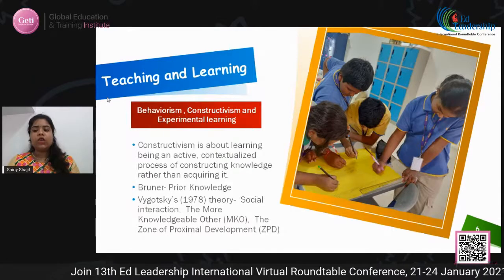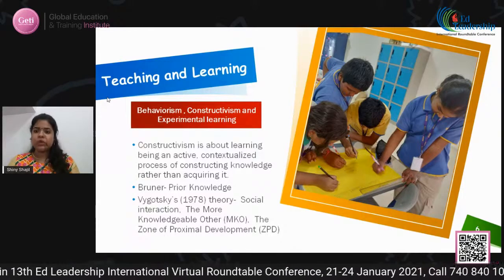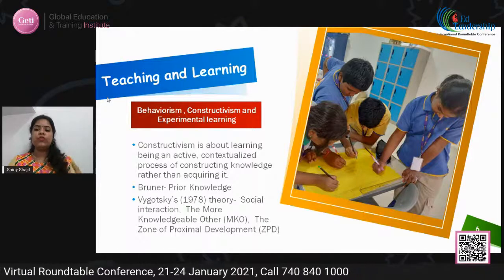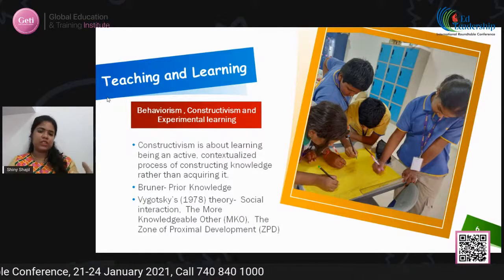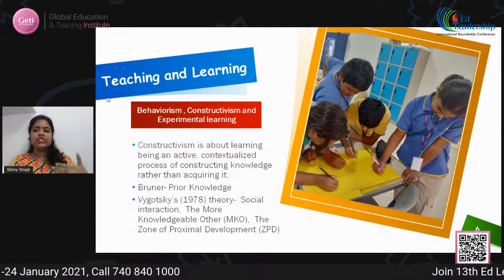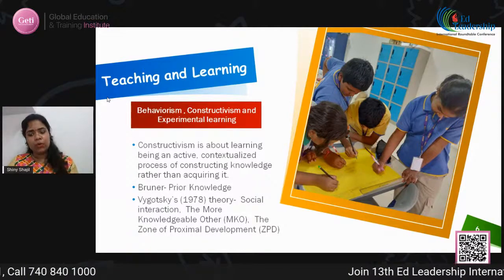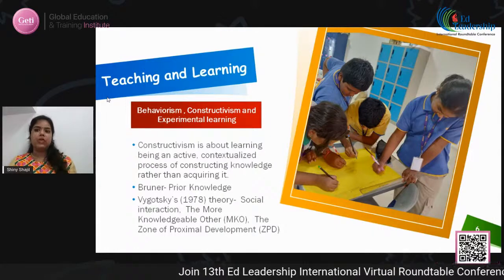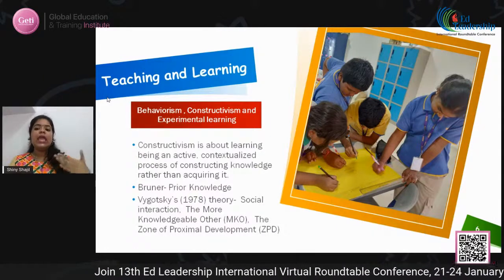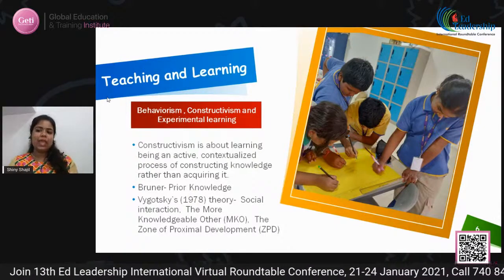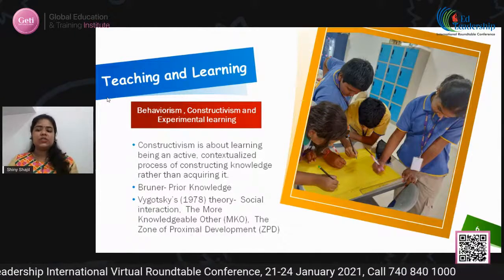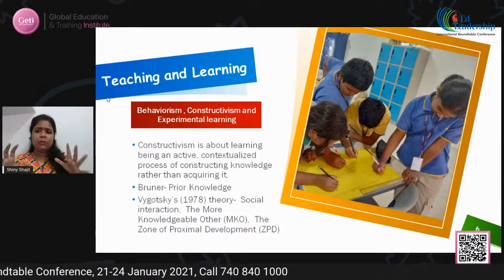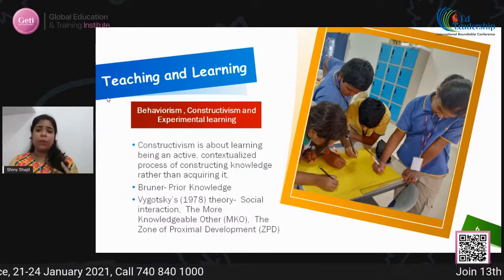And finally, he also talked that as a teacher, we have to allow the children to move through a process called the zone of proximal development, where the child is first dependent on the more knowledgeable other, and then the child ends up becoming independent, where he or she can do anything independently. That is the main aim of education. So these were the main two theories, and they were followed very widely for many years.